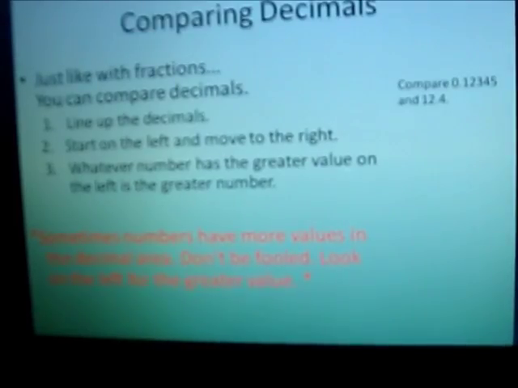Let's compare 0 and 123,045 hundred thousandths and 12 and 4 tenths. Line up the decimals. Start on the left and move to the right. Whatever the number on the left is the greater number. Are you ready? The greater number is 12 and 4 tenths because 12 is greater than 0.